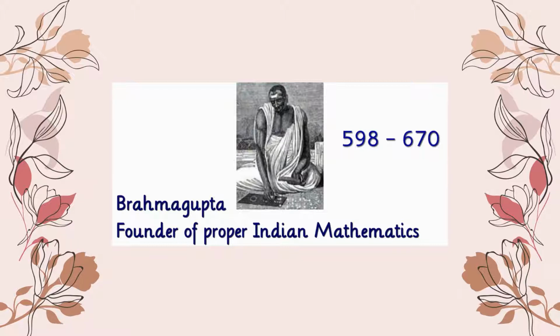Now, let's talk about his contributions to astronomy. He was the head of the Astronomical Observatory in Ujjain and has written 25 chapters on it. He is also known as the father of arithmetic.